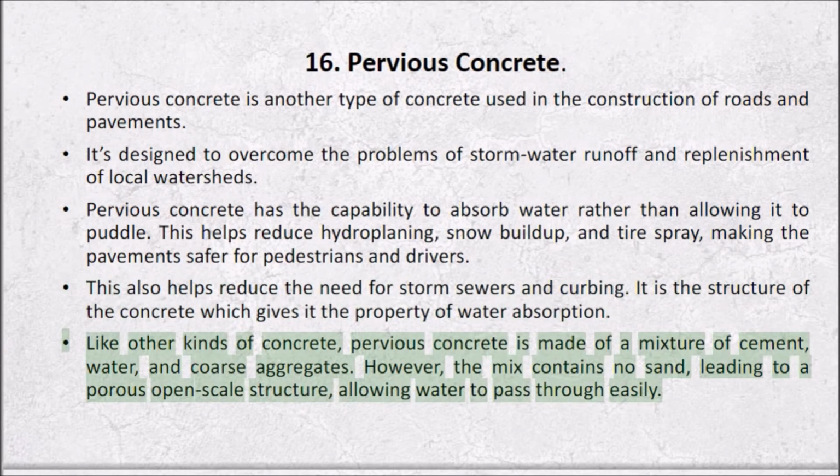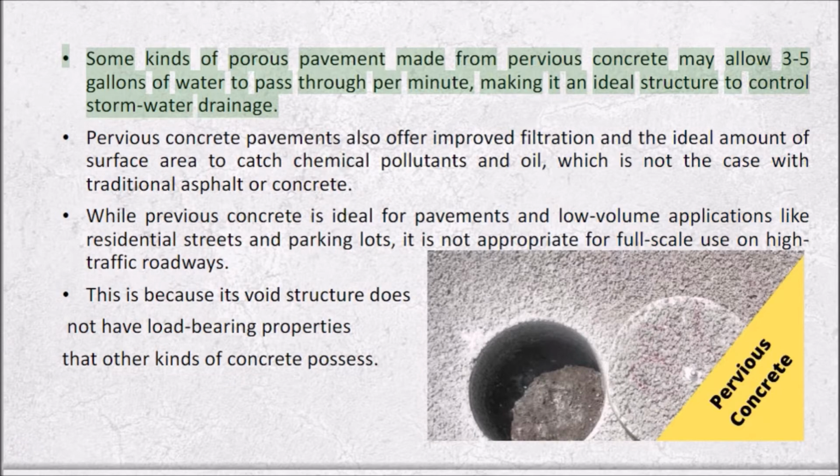Like other kinds of concrete, pervious concrete is made of a mixture of cement, water, and coarse aggregates. However, the mix contains no sand, leading to a porous open-cell structure, allowing water to pass through easily. Some kinds of porous pavement made from pervious concrete may allow 3 to 5 gallons of water to pass through per minute, making it an ideal structure to control storm water drainage.